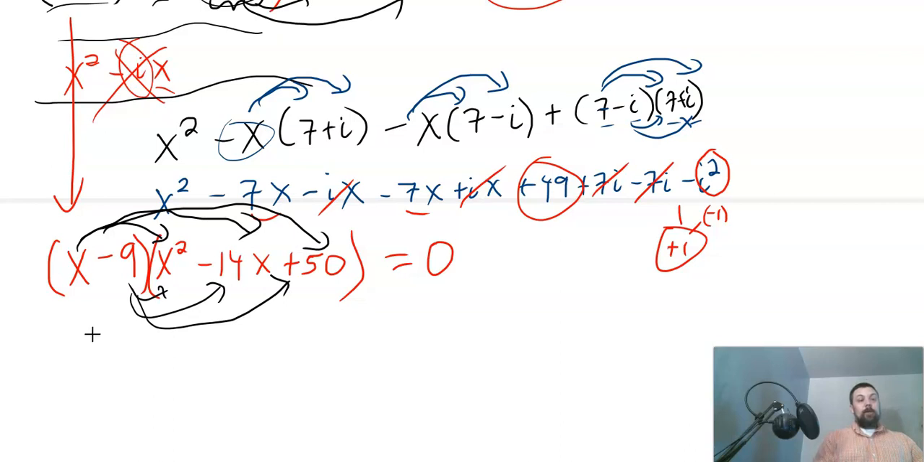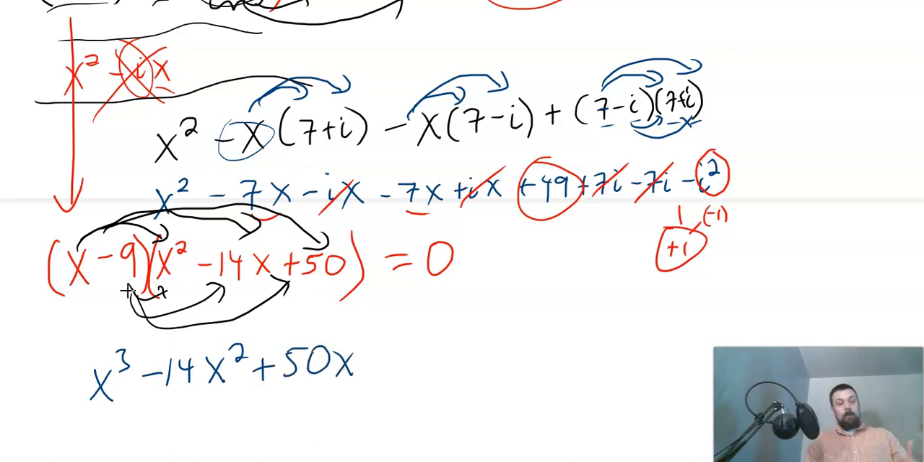And so we're going to end up with x times x to the second power, which will be x to the third power. X times negative 14x, that'll be negative 14x squared. X times 50, that's going to be 50x. Then we move on to the negative 9. Negative 9 times x squared is negative 9x squared. Negative 9 times negative 14x, good thing I have my calculator handy, it's going to be positive 126x. And then negative 9 times 50 will be negative 450. And it's still equal to 0.